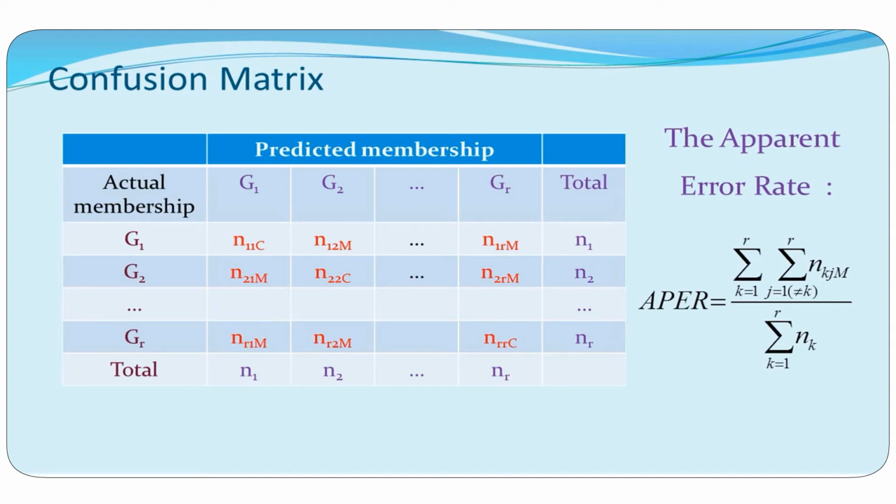The larger this value is, the more misclassification you have and the rule is not good. The lower this value is, the smaller the numerator, and you know that in that case you have correctly classified most of the individuals. So this gives you a very good idea of how good the classification rule is.